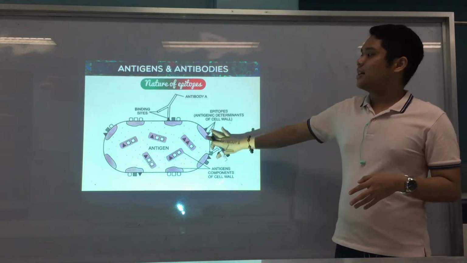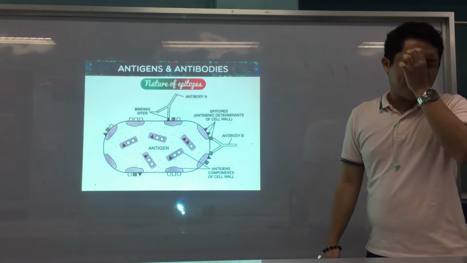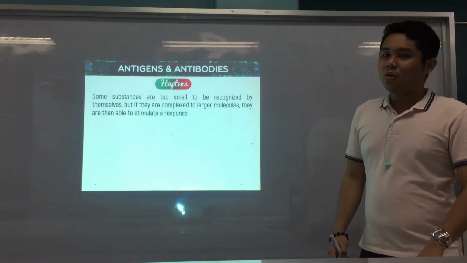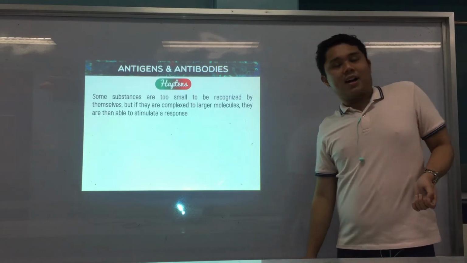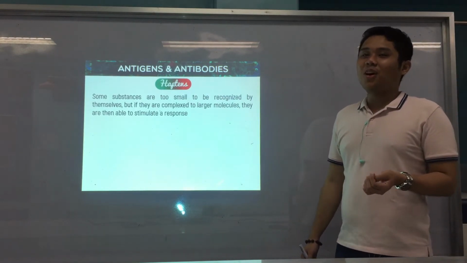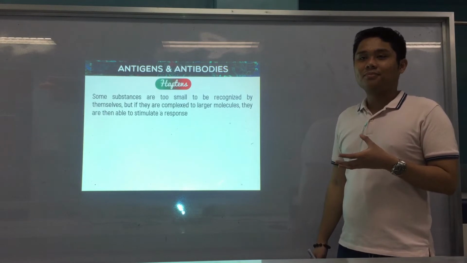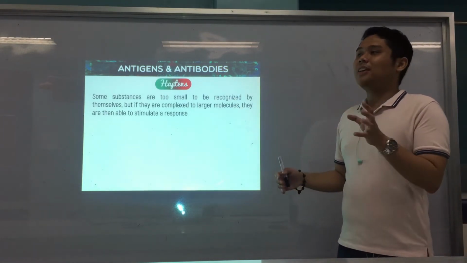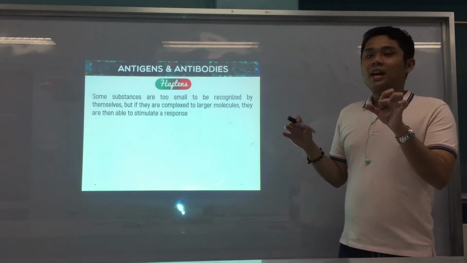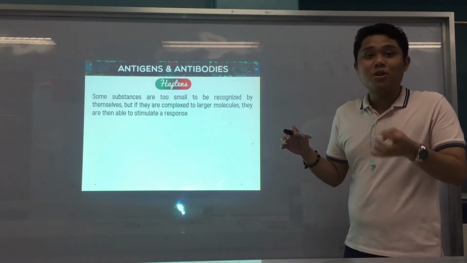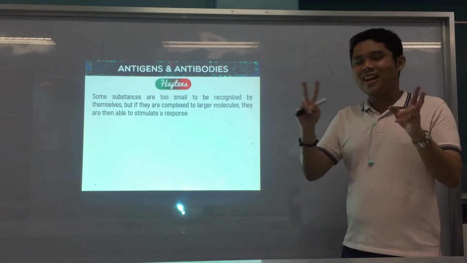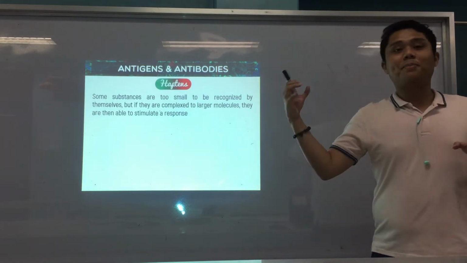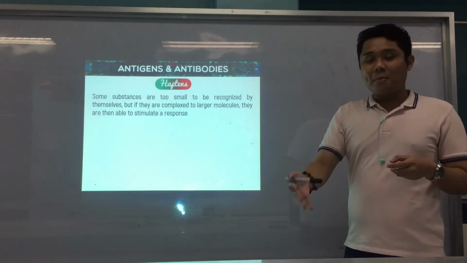All right. So that's, in a nutshell, a rough drawing of your epitopes. Now, there's also another term that we will discuss, and that is your haptens. Haptens are just small molecules. By itself, they are not immunogenic, but they are antigenic. I hope you get the difference. They are antigenic, but not immunogenic. But if they are complexed to a larger molecule, then they become an immunogen.